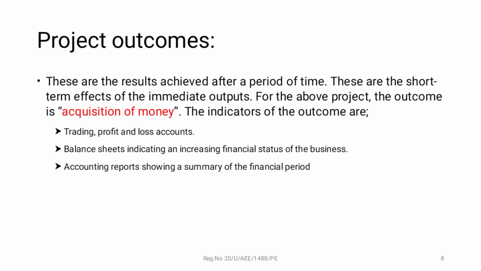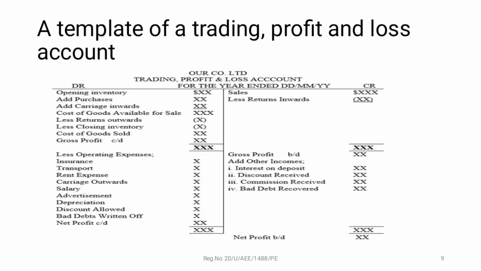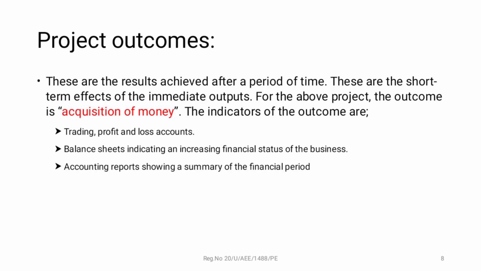One of the indicators that shows that there was acquisition of money, which is the project outcome, is the trading profit and loss account. Below is the template of a trading profit and loss account, which shows the gross profit and the net profit calculated, hence showing that there was acquisition of money.